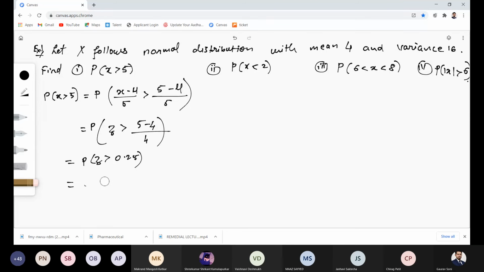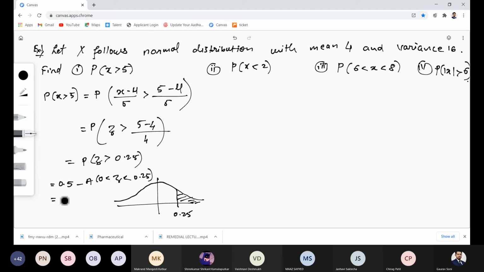Is it right? No, sir, we have to subtract it from half. Yes. So 0.25, this is the area we need to find. So that will be 0.5 minus the area from 0 less than z is less than 0.25. So this is 0.5 minus 0.0987. So the answer is 0.4013.